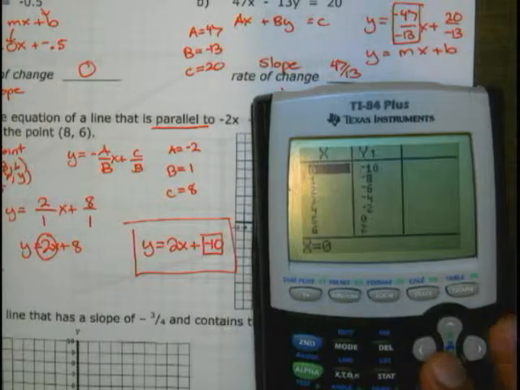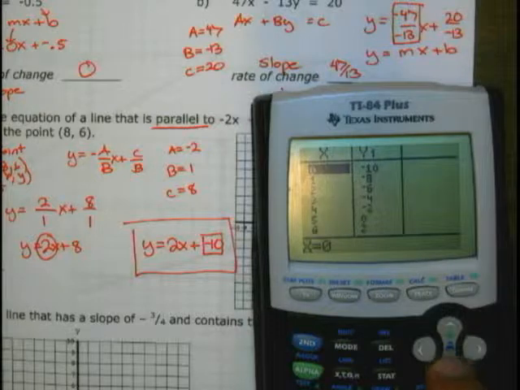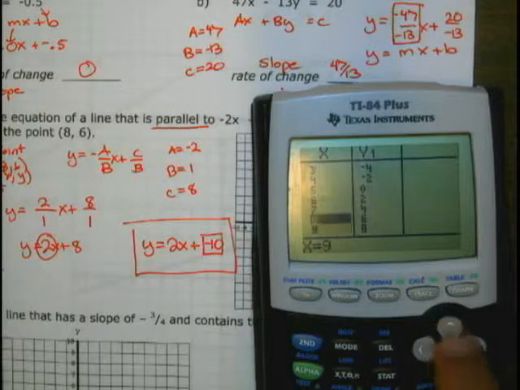So let me bring up the table, and let me look for the point (8, 6). Go to 8. Now you see how it says right there 8, 6? That means I have a correct equation, so I have a correct answer. Okay, let's go ahead and move forward.